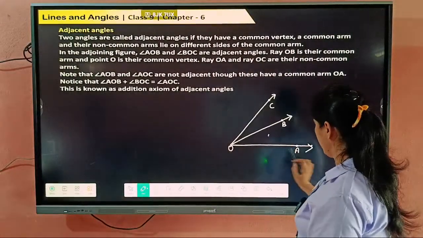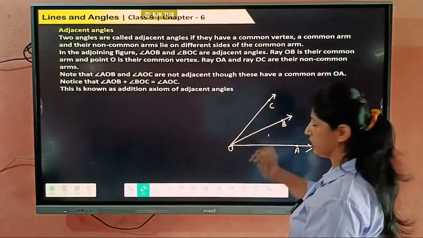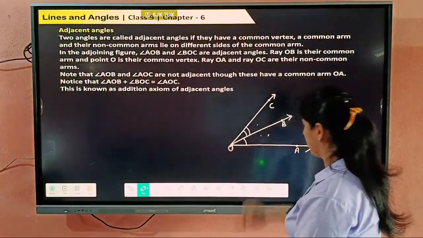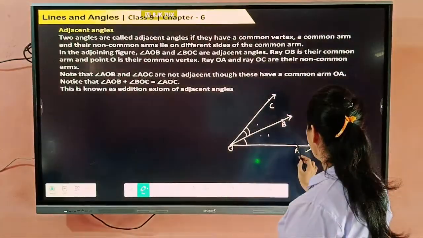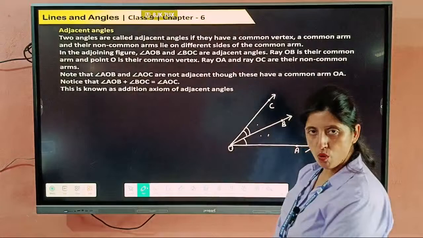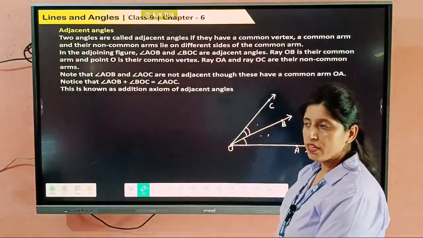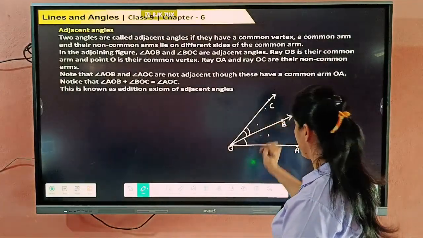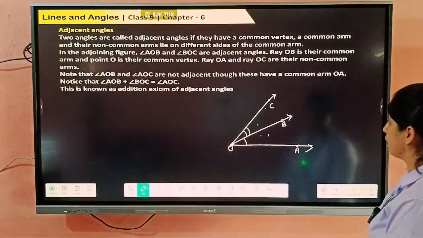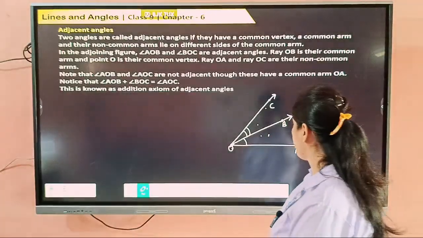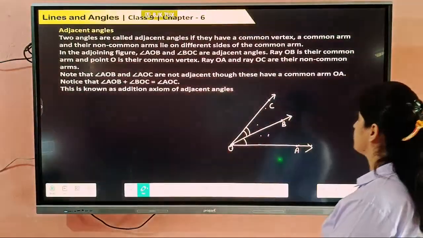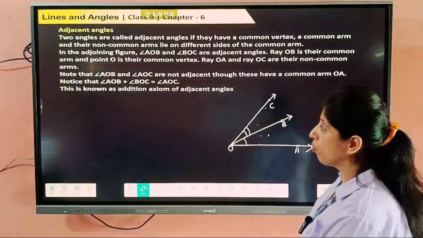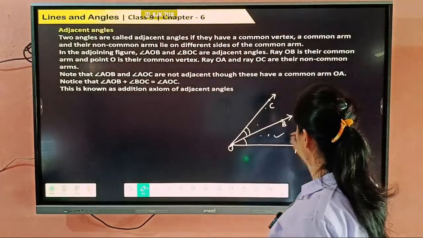This is the figure where AOB and BOC, these two angles, are making. So this angle and this angle are called adjacent angles because they have one common vertex, that is O, and one common arm OB. So angle AOB and angle BOC are called the adjacent angles. Ray OB is the common arm and point O is called the common vertex, right? And these OC and OA are called the non-common arms. Okay, this is called the adjacent angle.